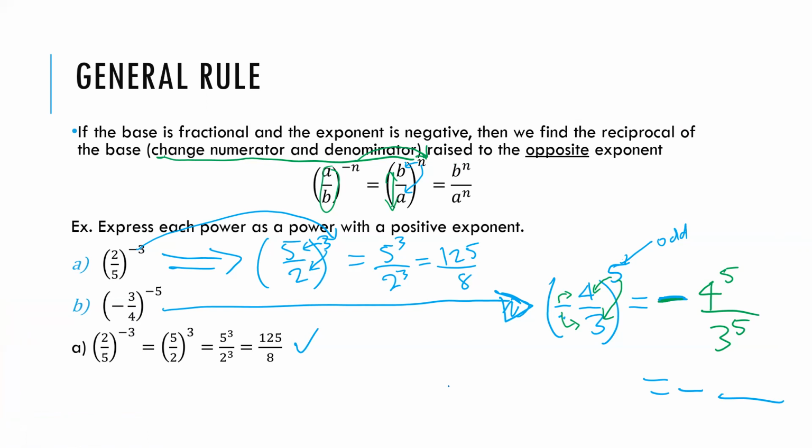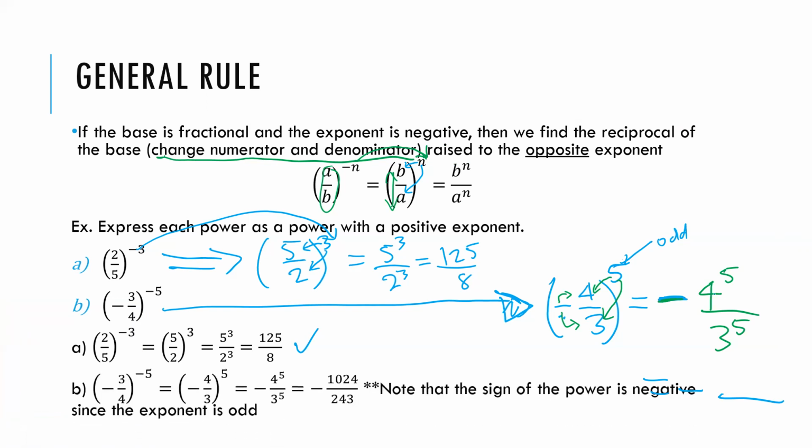Sorry, guys. Okay, so we have 4 to the power of 5, which would obviously be 1024. And this is divided by 243. So there is my final answer, right? So I simply write it as negative 1024 over 243. Now this one, to be honest with you, if you have a calculator, you can obviously figure out what 3 to the power 5 is.